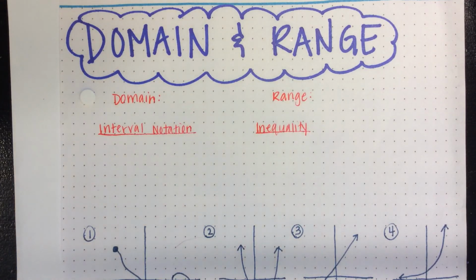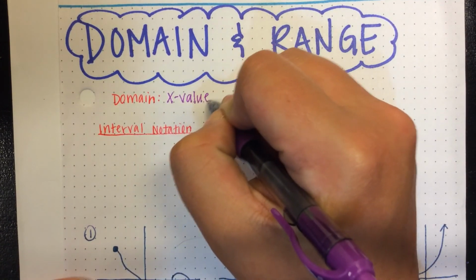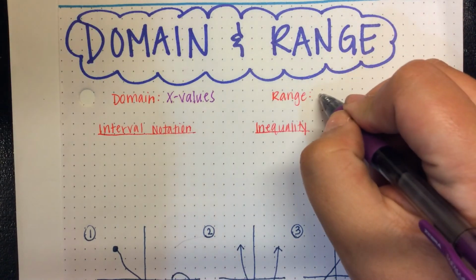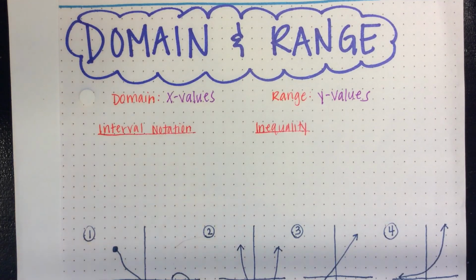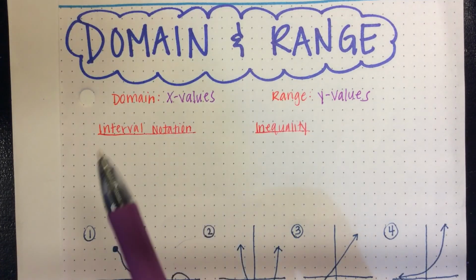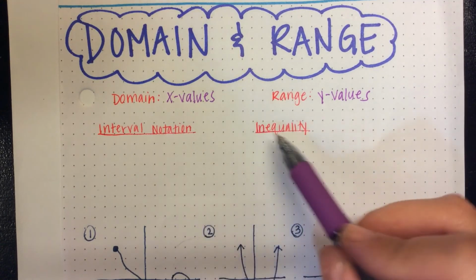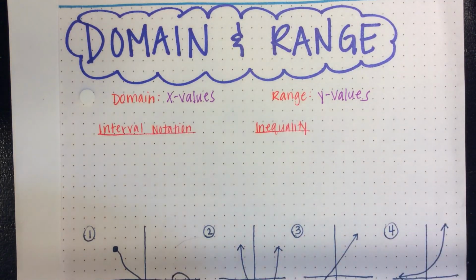All right, domain is talking about where you have x values. So it's talking about the x values for your graph or for your function. And the range is talking about y values. We have two ways that we discuss domain and range. The ones we're going to focus on now, a big one's interval notation, but then we also can write it as an inequality.